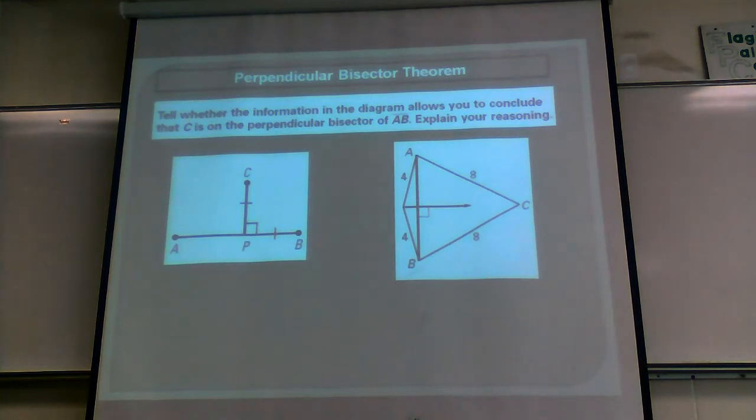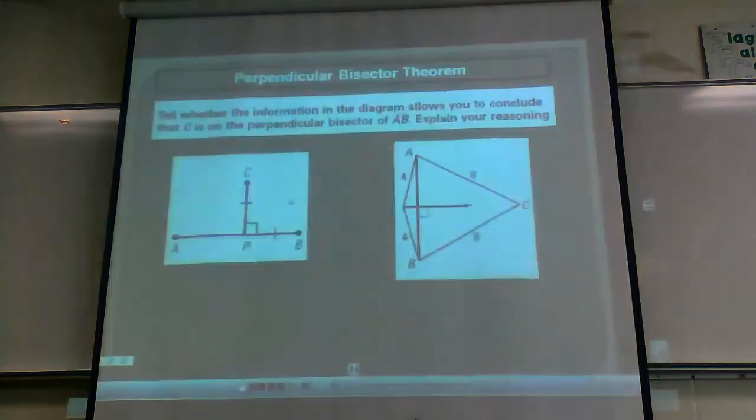This would be used in the converse, where it's saying, look at the picture and see if there's enough information to determine if that line right there is the perpendicular bisector, or if C is on the perpendicular bisector. So you're either looking for it actually to be marked as a perpendicular bisector, so right angle and it's split, or you're going to want to see the point being equal distance to the two ends.